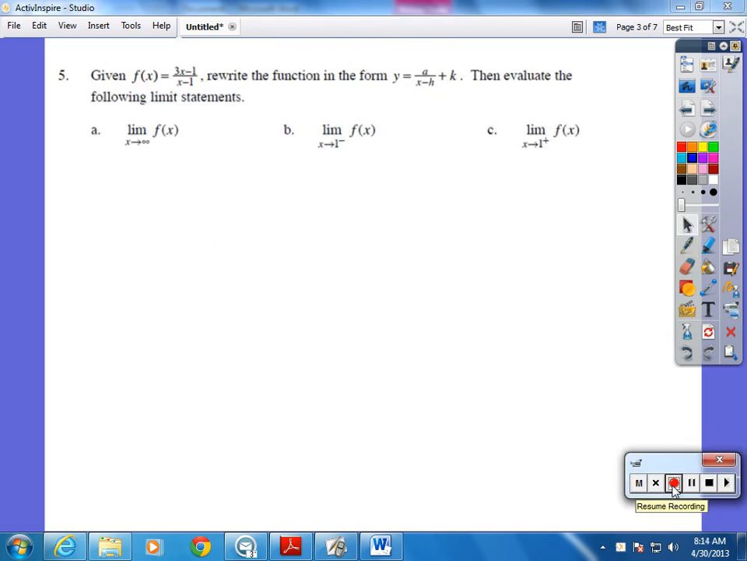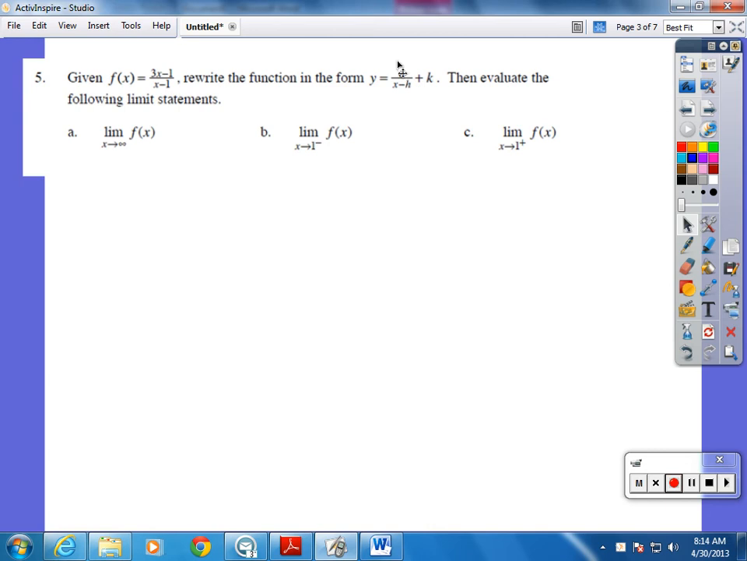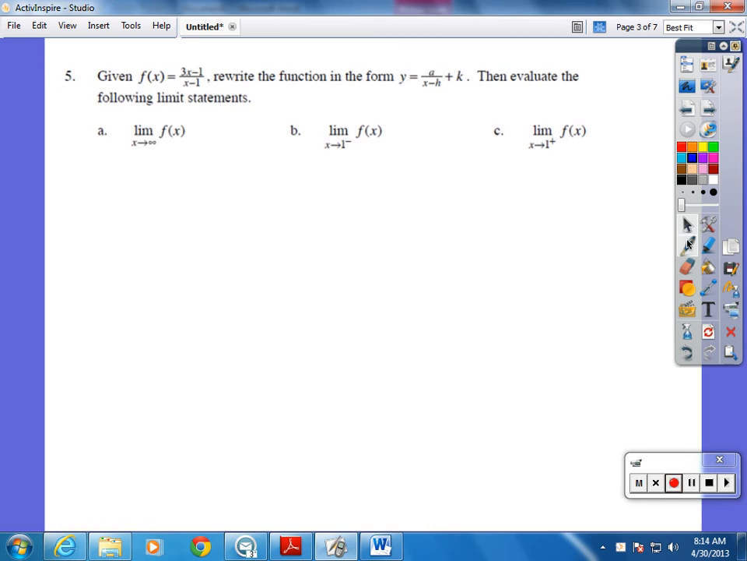Here we have a rational expression or a rational function, 3x minus 1 over x minus 1. We need to rewrite that into this form, the form of a hyperbola, all right, from Algebra 2, and then evaluate the limit statements based on the equation. Okay? So first things first, anytime you're rewriting this, my biggest recommendation is to just write the denominator in the numerator. Just put it there. And then ask yourself the question, what do I have to do to that to maintain equality to the original problem?